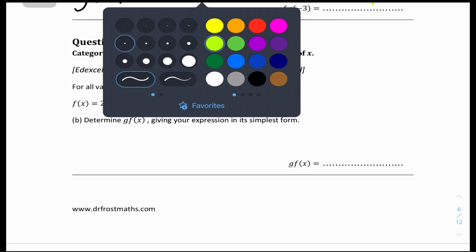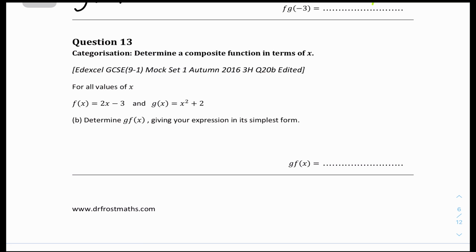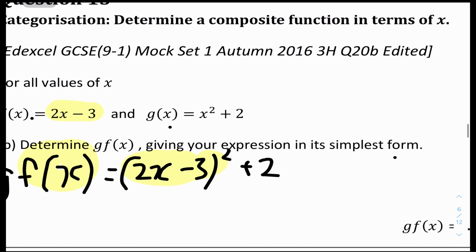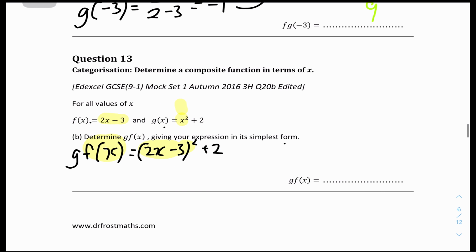And then we have question 13. For all values of x, we have f of x equals 2x minus 3 and g of x equals x squared plus 2. Determine g of f of x, giving the expression in its simplest form. So we have to find the composite function. So just put f of x into g of x, so it will be g of f of x equals (2x minus 3) squared plus 2. As you can see here, this f of x is this value right here, which is inside the x value for the g of x.